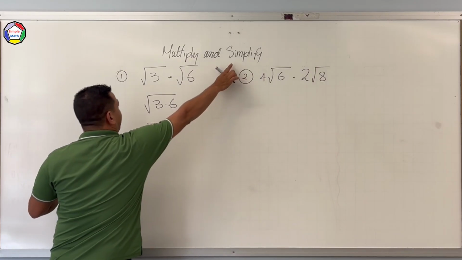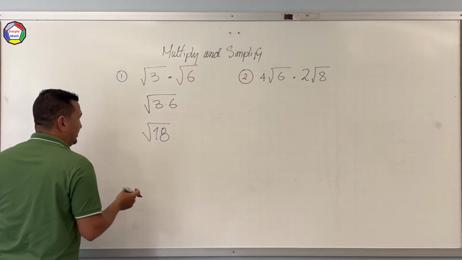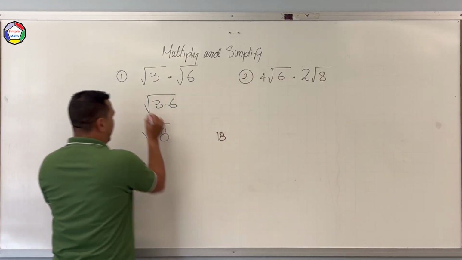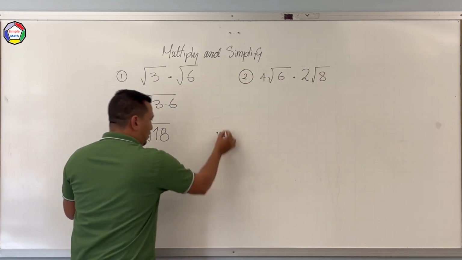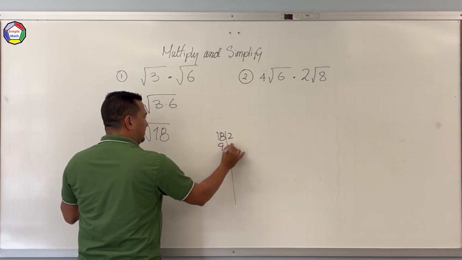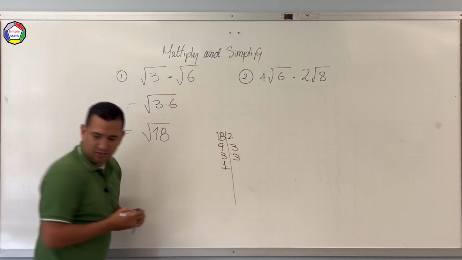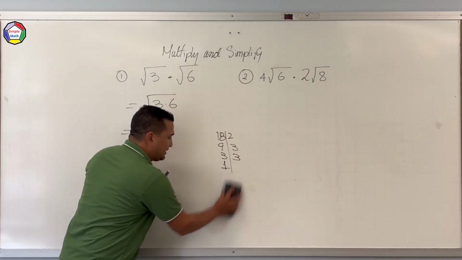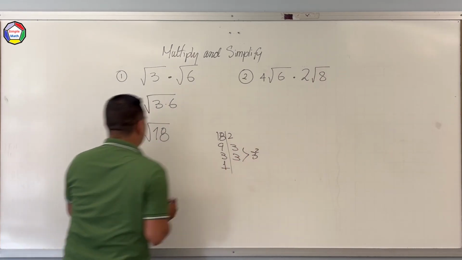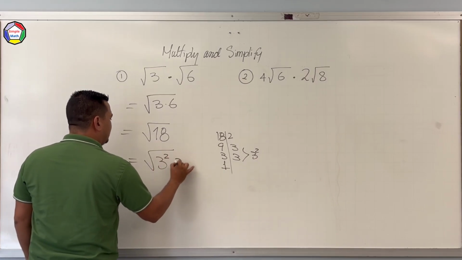But it said simplify. Remember, we have to simplify the root. How do we simplify the root? So we take the 18. Yes, remember, this is the way. We do the prime factorization. 18 divided by 2 is 9. 9 divided by 3 is 3. 3 divided by 3 is 1. So 18 is the same as 3 squared times 2.